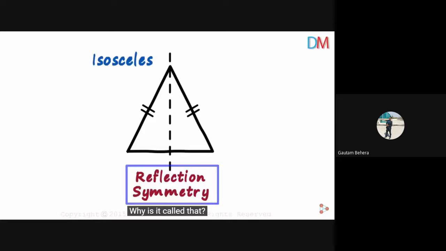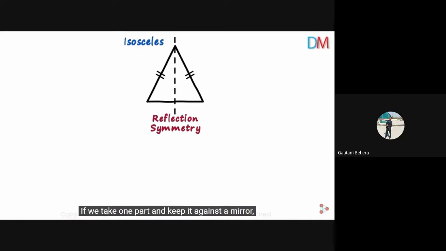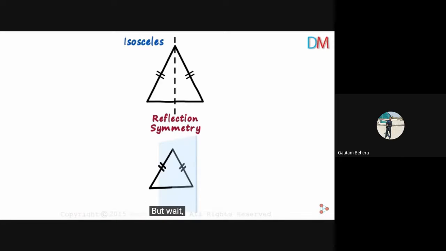Why is it called that? Let's see. If we take one part and keep it against a mirror, we will get the original shape. The reflection of one part completes the shape. But wait, what is the other kind of symmetry? Do we have another kind?